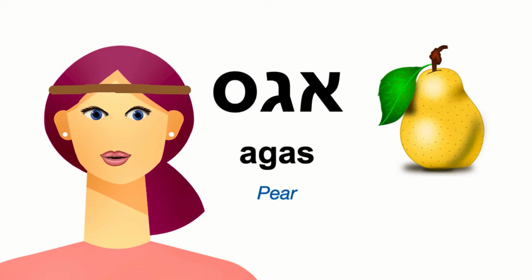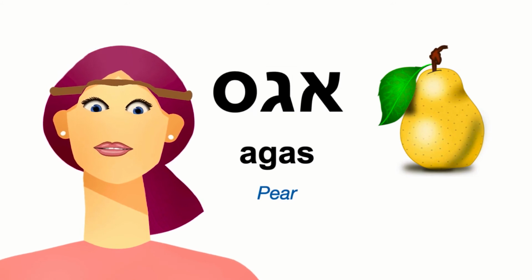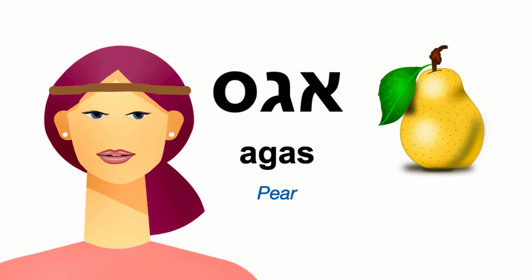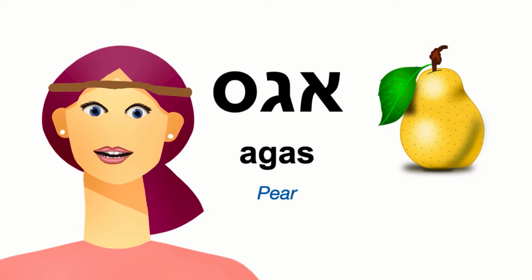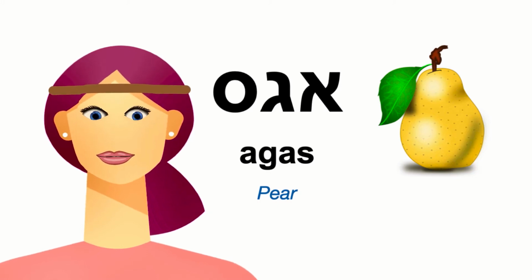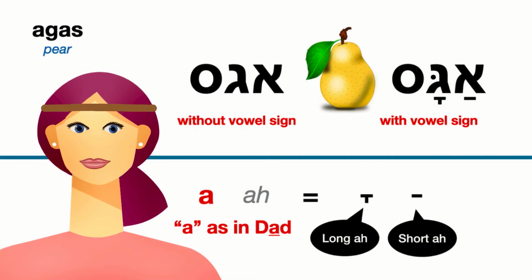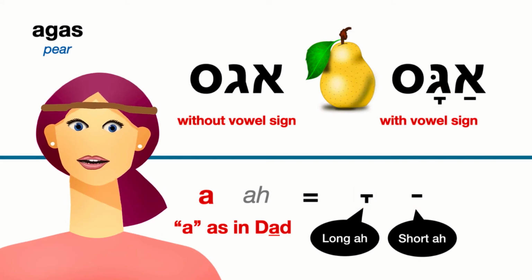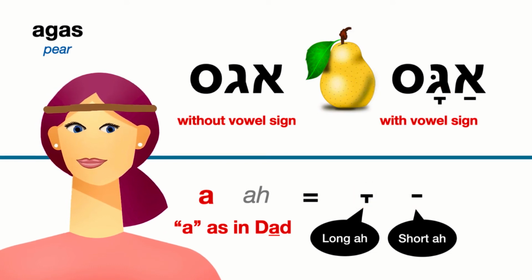In the Hebrew word for pear, we have these letters: Aleph, Gimel, and Samech. This is how we say it: agas. Agas means pear. The nikud signs in the word agas are a short vowel A and a long vowel A. So, we say agas.